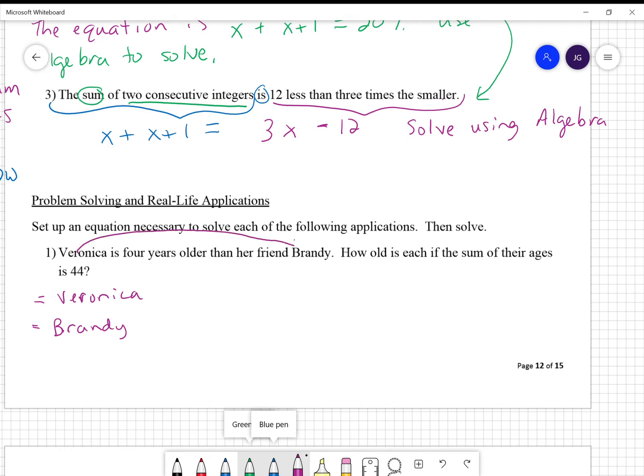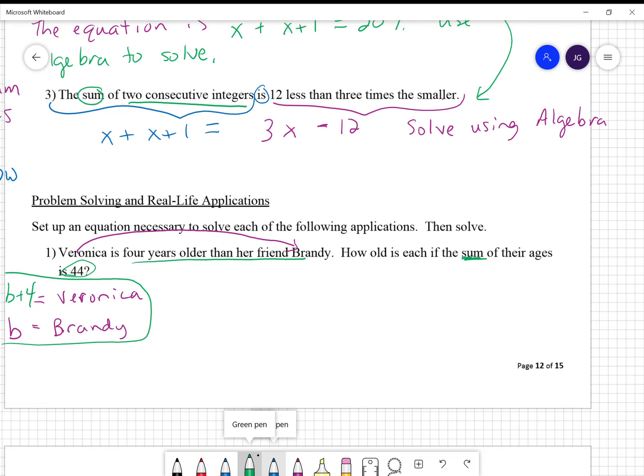Veronica is being compared to Brandy, so Brandy's my variable. If Veronica is 4 years older, she would be B plus 4. Some of you will be able to do this in your head. I'm okay with that. If you have trouble with word problems, please try to break them down this way. Now that I have a representation for Veronica and Brandy using the same variable B, I can answer my question. How old is each if the sum of their ages is 44?